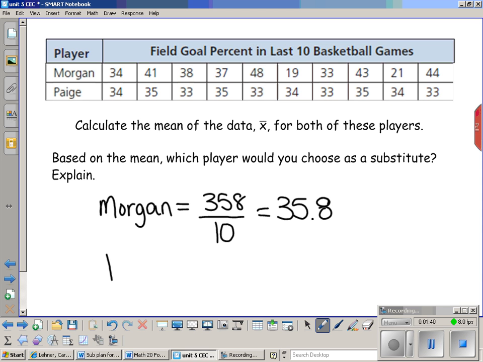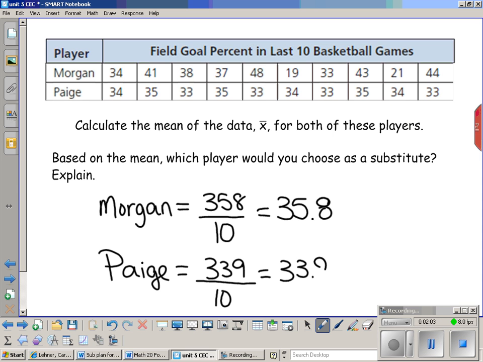So now we look at Paige. And we add up Paige's values. And we get 339. When we divide that out, we get 33.9%. So now what we do is we can make a decision. So the coach might feel that since Morgan's average is higher than Paige's average, he's going to choose Morgan.